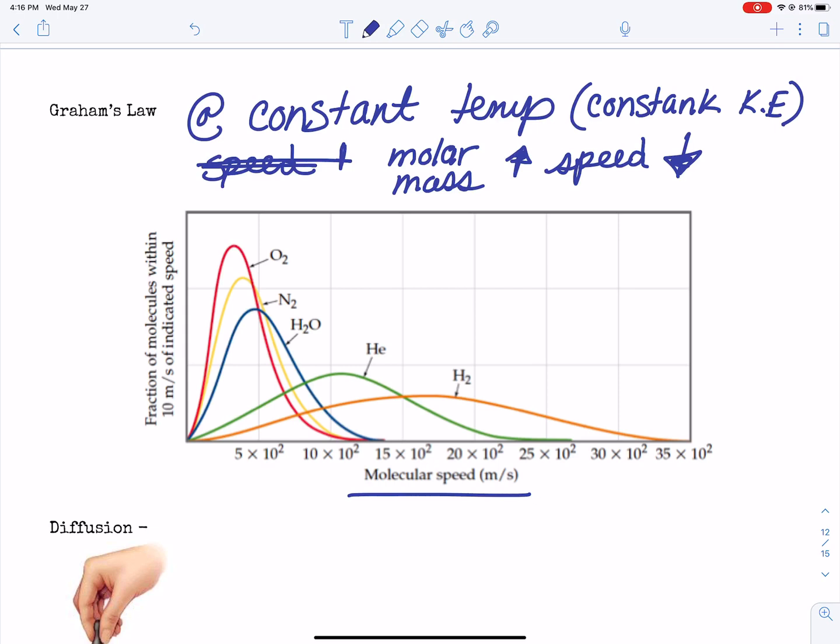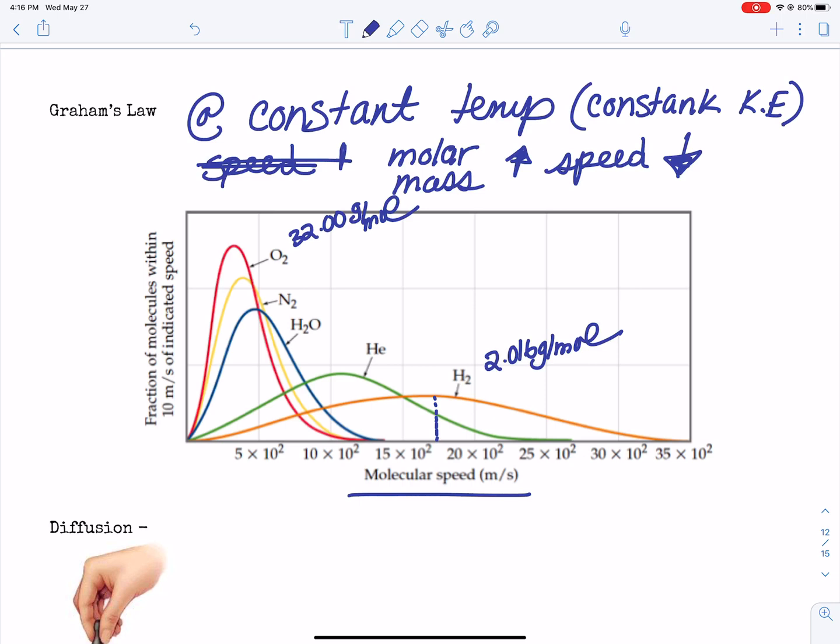So you can see oxygen here has a mass of 32.00 grams per mole, whereas hydrogen gas here is 2.016 grams per mole. Right? Smaller molecules, less massive molecules, are moving at a higher average speed. The peak here would correspond to their average speed. And that sort of makes sense.